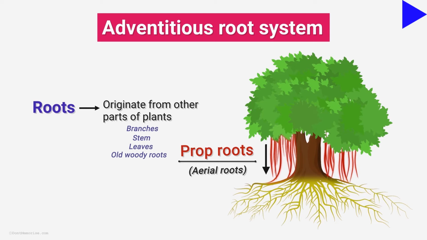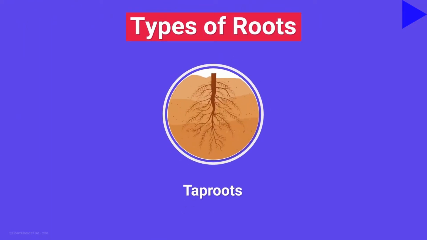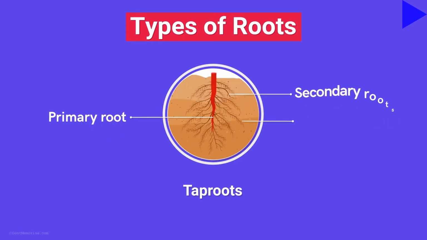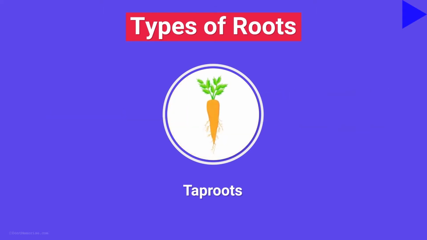Now, before moving ahead with the next section, let's revise the types of roots once. The first type is that of the taproots. This type has a single, long primary root and smaller secondary and tertiary roots arising from it, just like in the case of carrots.